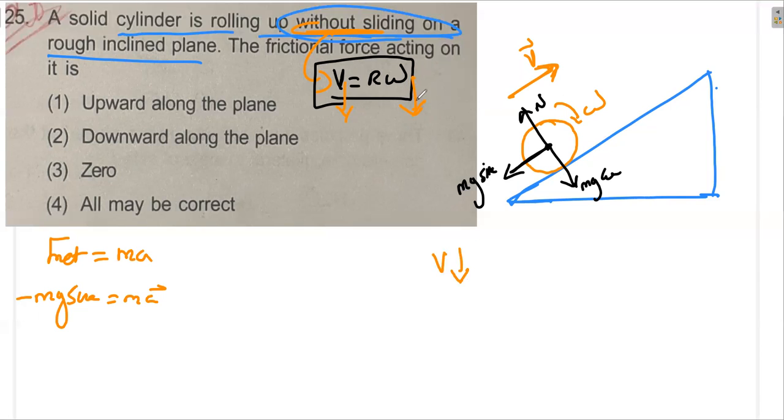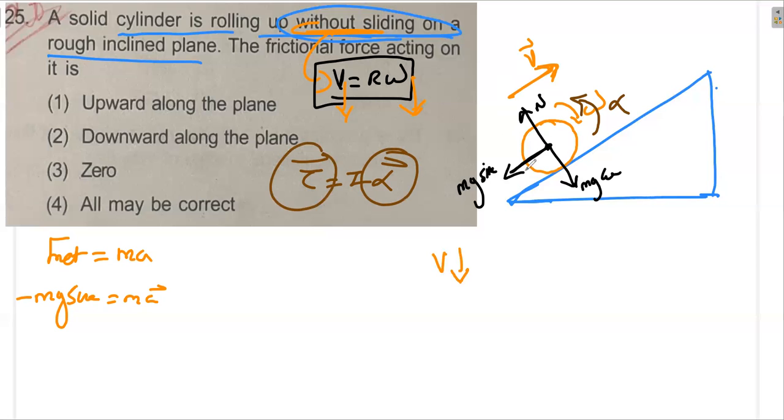Are you okay with this? So the angular acceleration should be acting like this. V decreases, omega should decrease. If velocity is decreasing, acceleration is opposite to velocity; likewise, angular acceleration is opposite to angular velocity. We know that tau is equal to I alpha, so the alpha direction we have figured out is the direction of tau.